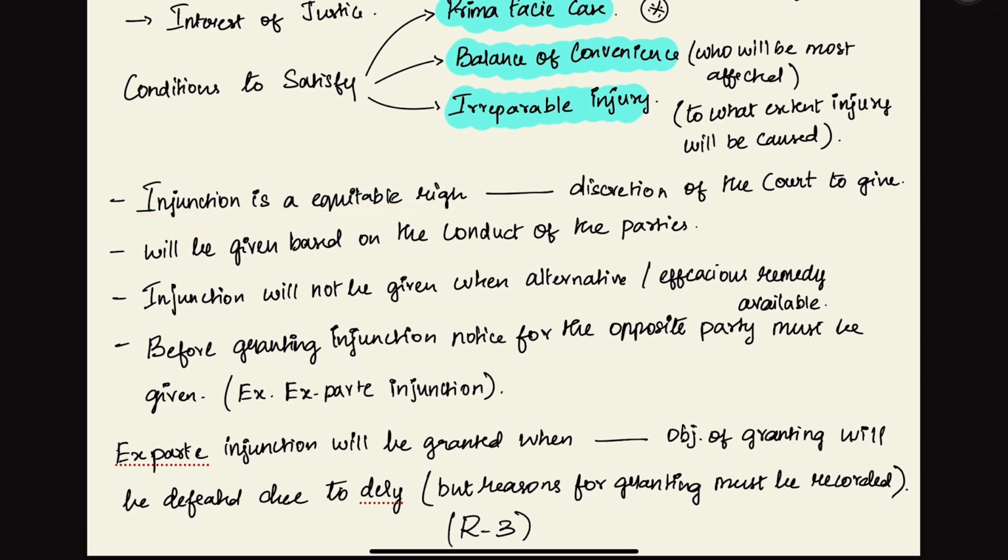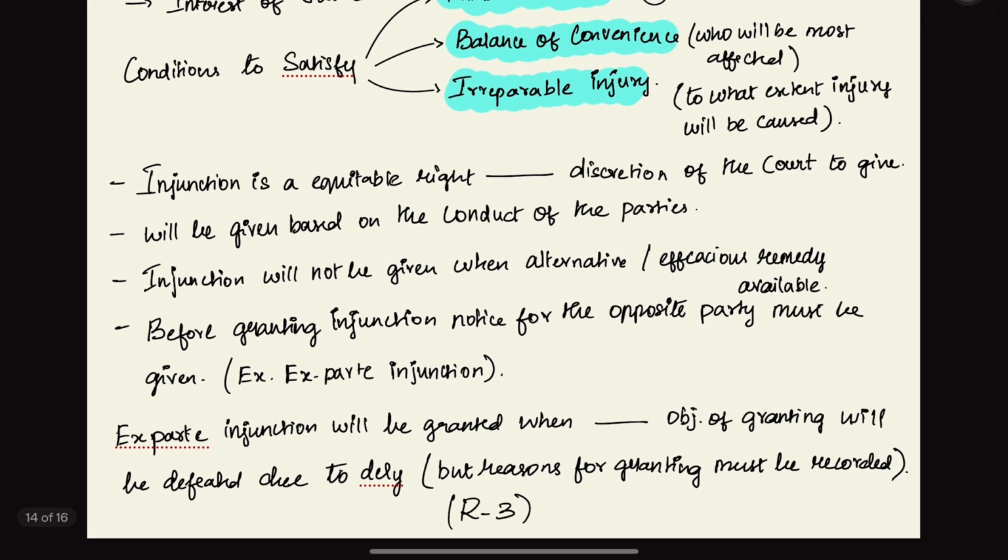An injunction is an equitable right, and it is the discretion of the court to give. The court may also refuse to give injunction, and it will be based on the conduct of the parties. If the court is of the opinion that the conduct of the parties is not good, or the parties have approached the court with malafide intention, then the court may refuse to give injunction. An injunction will not be given when an alternative or efficacious remedy is available. So when an alternative remedy is there, the injunction will not be granted.